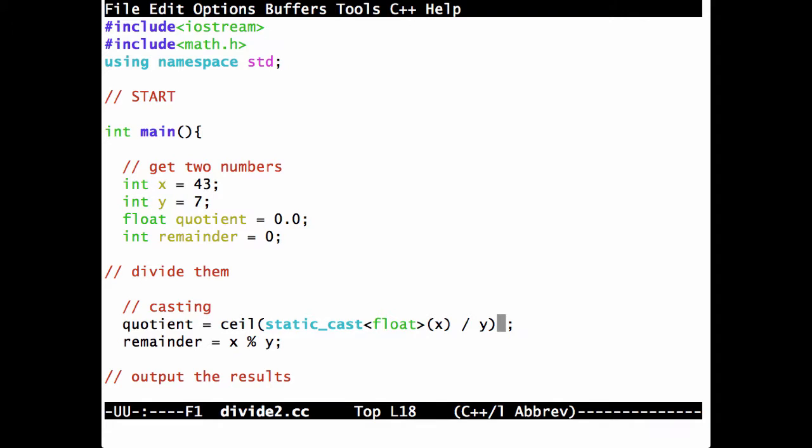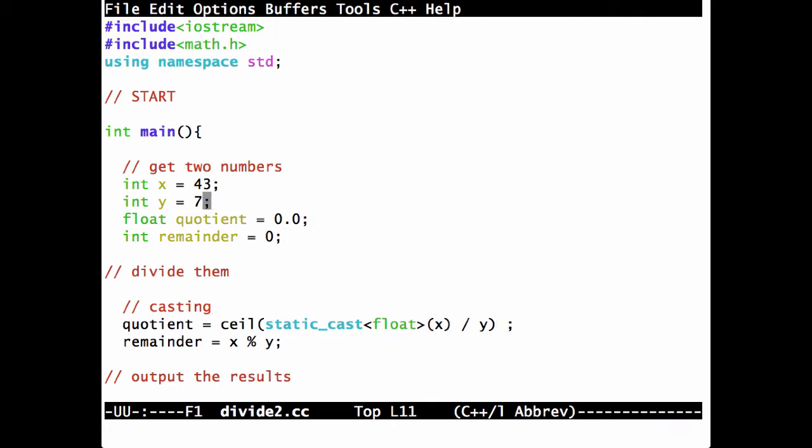Well, let's go back and look at what we were dividing. We were dividing 43 by 7. What does that give us? 6 1/7, which is like 6.14 something. But it printed out 7. Why? Because it rounded up. Let's just make sure ceiling works the way we expect it to.